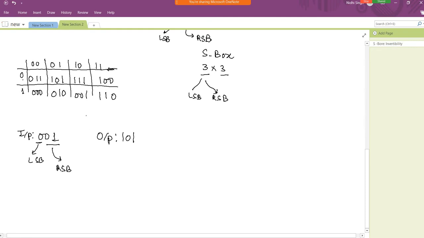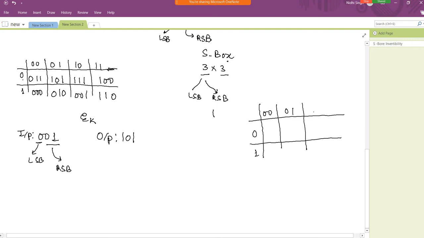Now it is the encryption process. At decryption, you have to perform the reverse one, means you need an invertible S box table. So in that case, you need another table that is used for the decryption. So that is 0 1, and what are my other bits? That is 0 1 1 0 and 1 1.